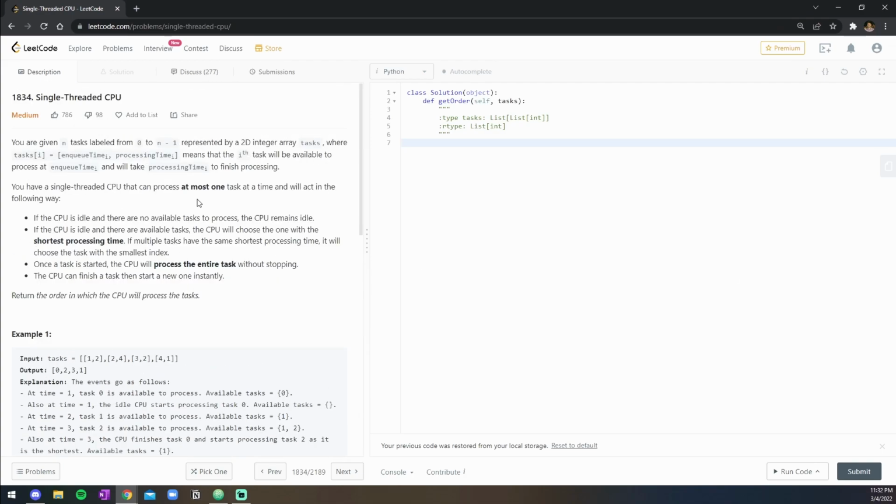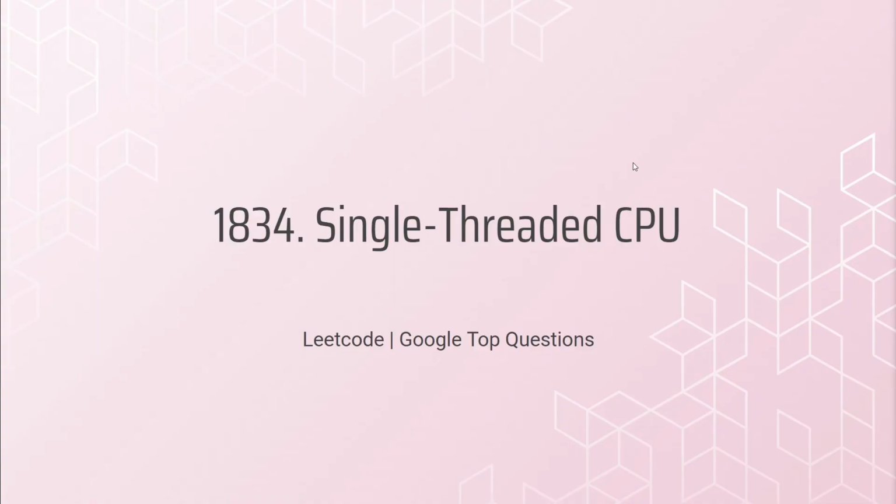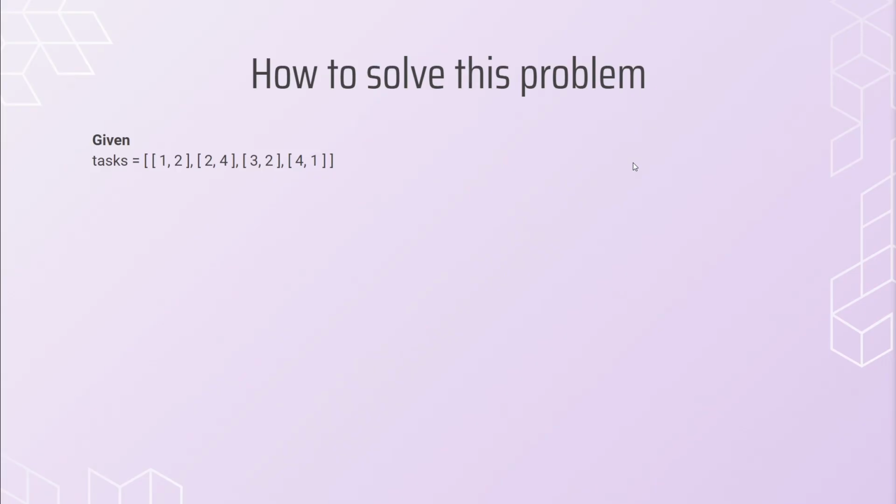Okay, let's go into the explanation for this problem and then start coding the solution. So we're given the list tasks with 4 different values in it. Task at index 0 is 1 and 2. Task at index 1 is 2 and 4. Task at index 2 is 3 and 2. And task at index 3 is 4 and 1.